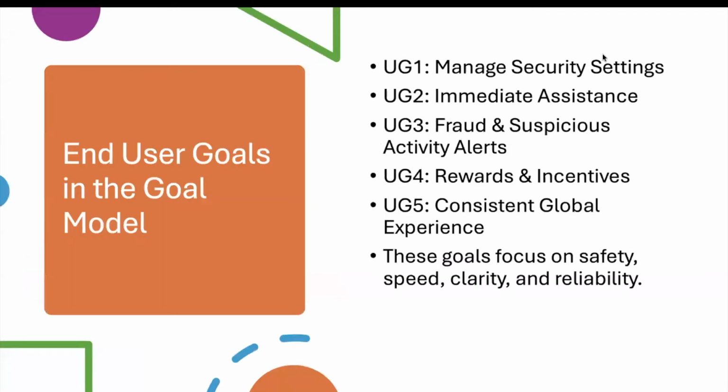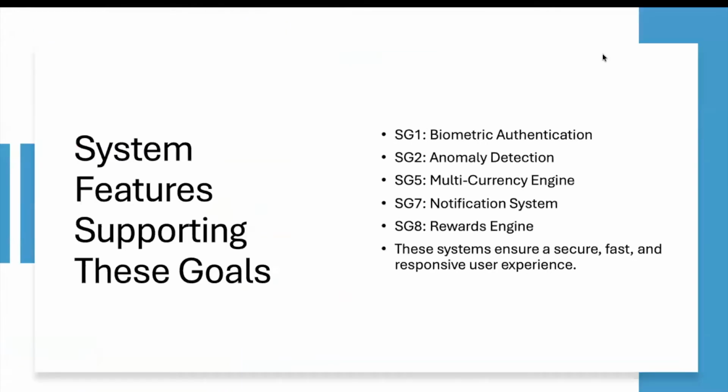The end user goals in our model include managing security settings, getting immediate assistance, receiving fraud and suspicious activity alerts, earning rewards, and having a consistent global experience. These goals focus on safety, speed, clarity, and reliability. These user goals are supported by the system level goals, including biometric authentication, anomaly detection, multi currency engine, notification system, and rewards engine. These features ensure Revolut is secure, responsive, and designed for real world user activity.